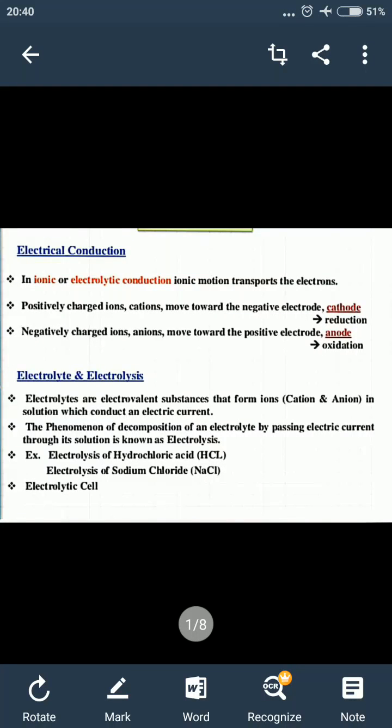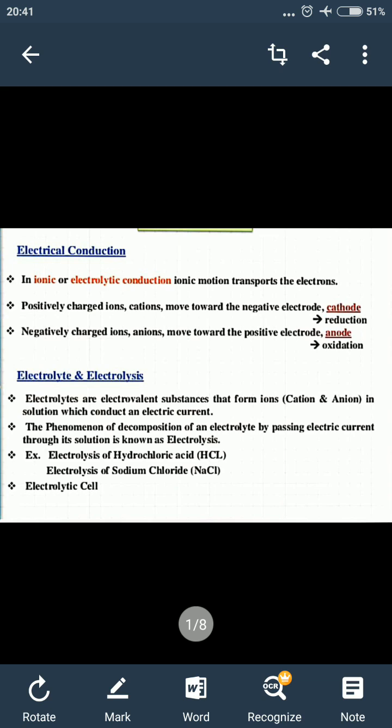Today we are going to study about ionic conductance. So, first of all, what is electrical conductance? In ionic or electrolytic conduction, ions are responsible for the electric current, whereas in metallic conduction, electrons are responsible for carrying the current.